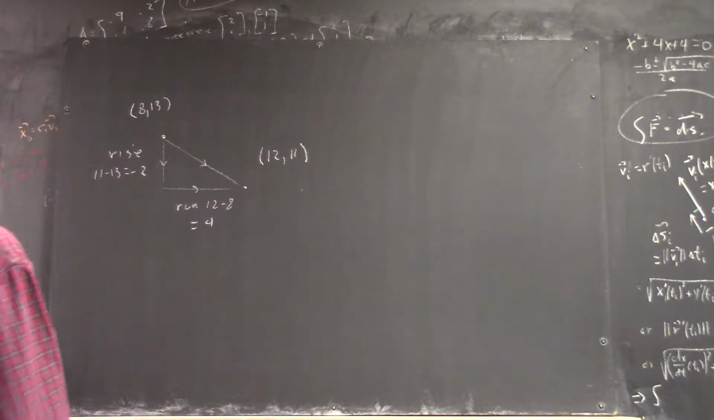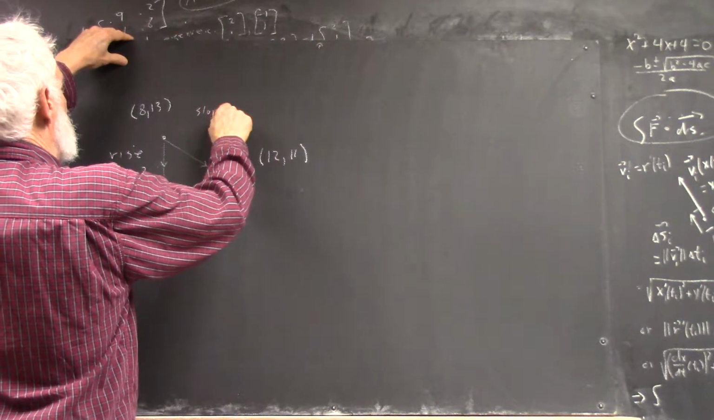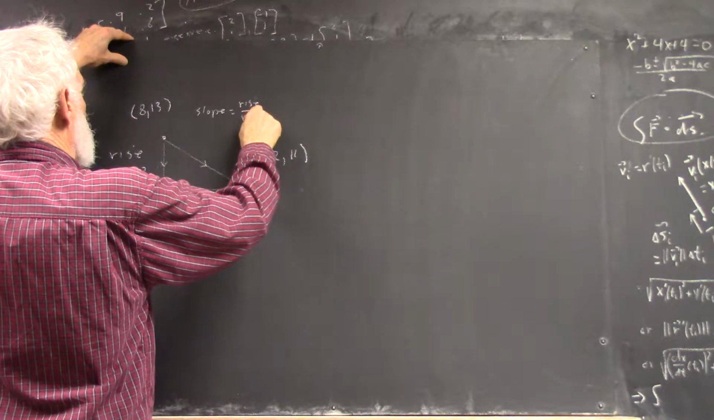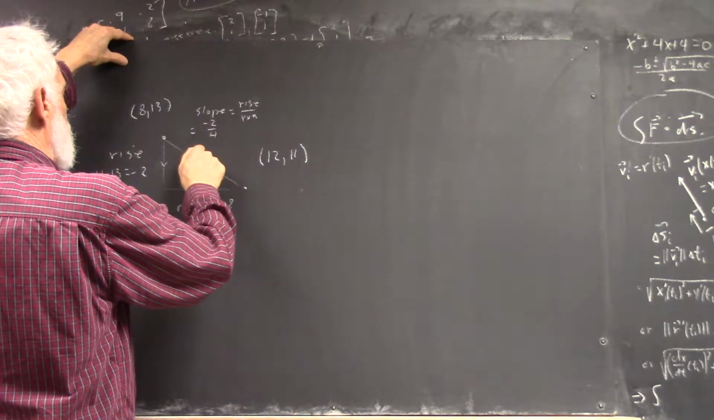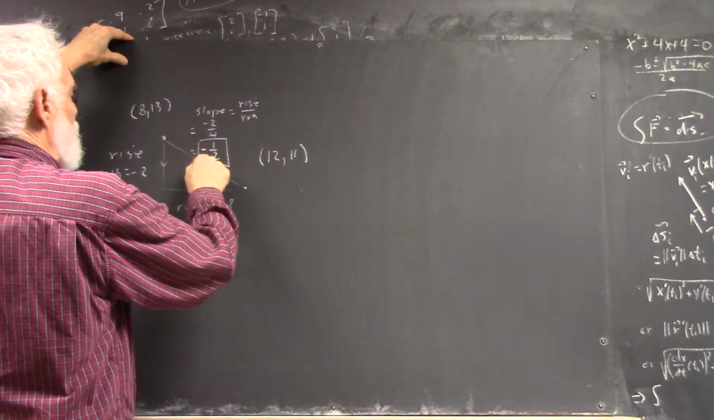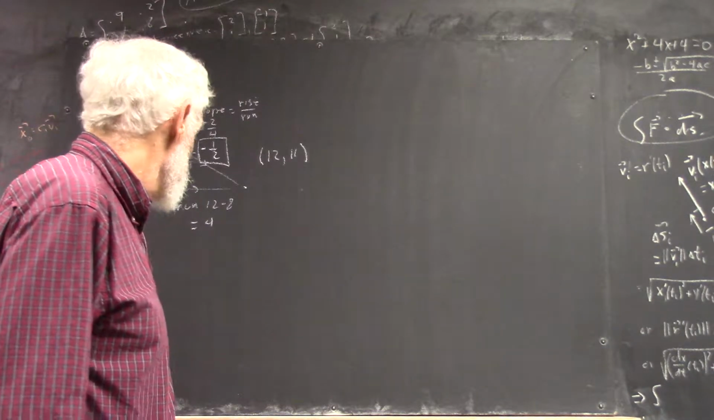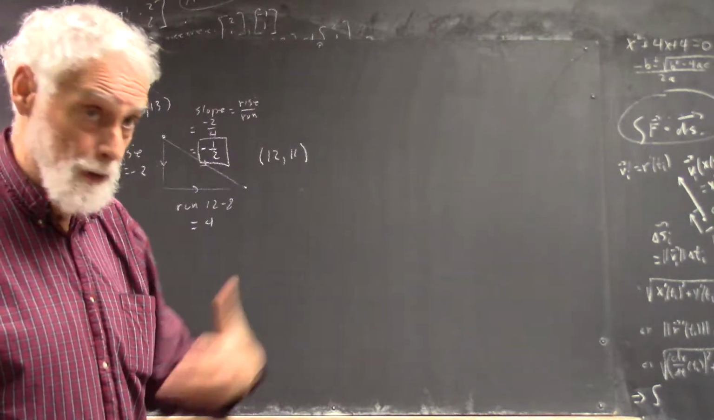Okay? So the slope is rise over run equals -2 over 4, which equals -1/2. And that's what we'll put the box around, because we put a rectangle around the slope. Everybody okay with that? You should be. If you're not, make sure you review it and get good with it.